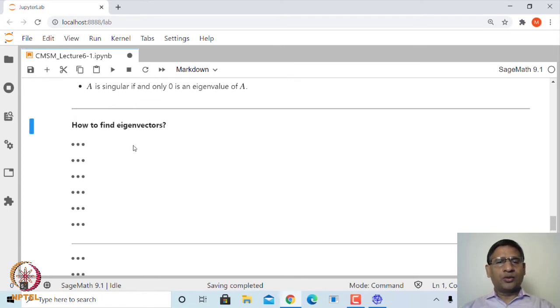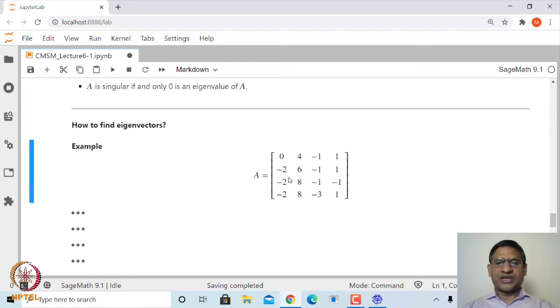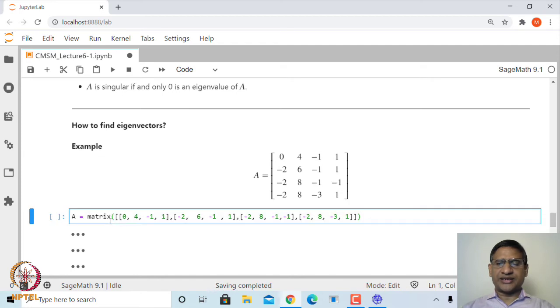Let us look at how we can find eigenvectors manually. SAGE has inbuilt functions to find eigenvectors, but if we have to find them manually, how do we do that? I said if V is an eigenvector of A with respect to eigenvalue lambda, then all you need to do is solve A minus lambda times identity, x equal to 0, this homogeneous system of linear equations. Okay. So, let us again take an example. This is A, which is a 4 cross 4 matrix. So, let us define this matrix.